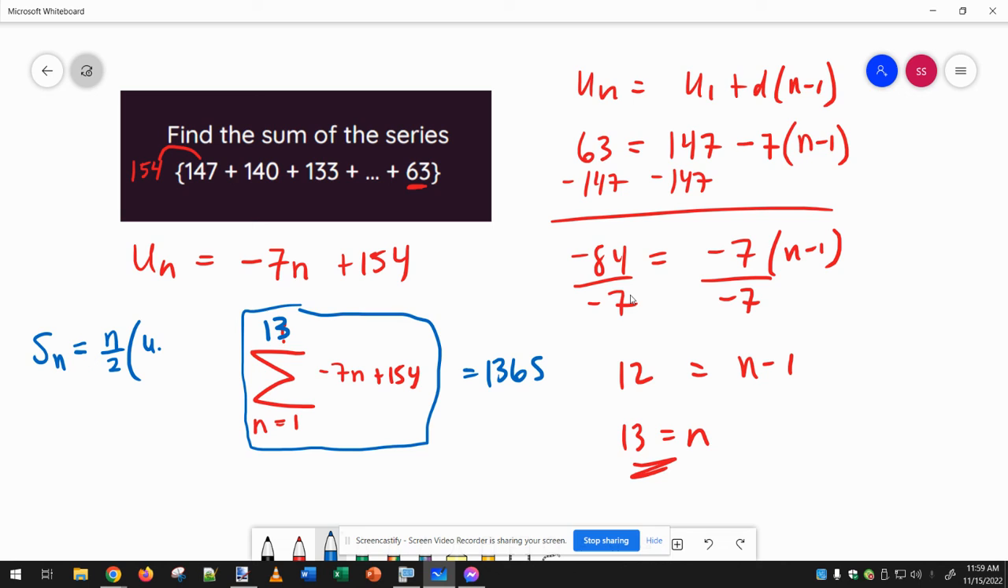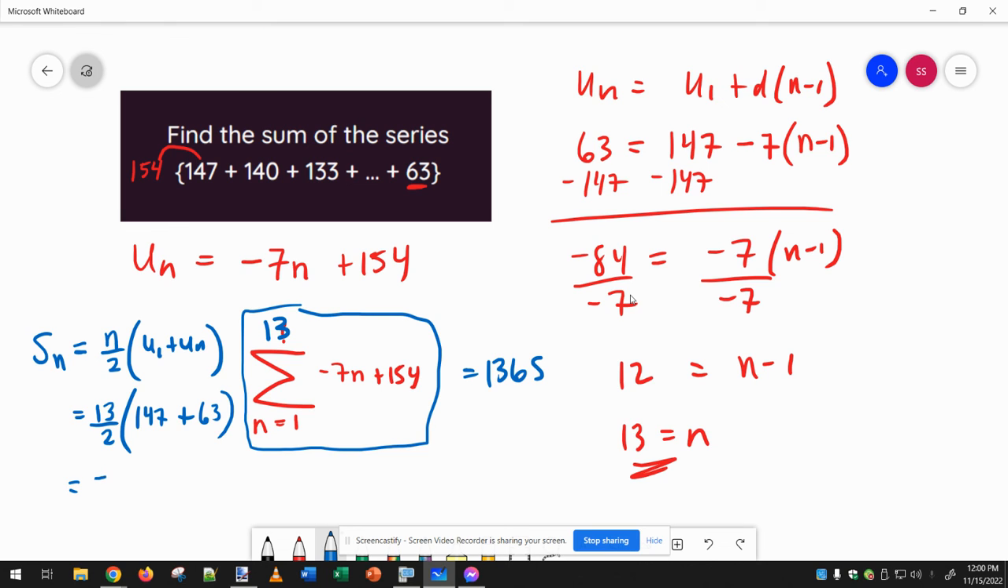Okay, if you don't have this option on the calculator, I would probably say do it like this, n over 2, and then u1 plus un, where again we had defined n as 13. The first term we already know. The nth term is, well, the 13th term is 63. We already know that. So then I could calculate it this way and see it should be the same thing.